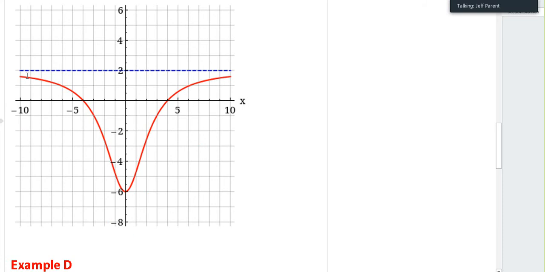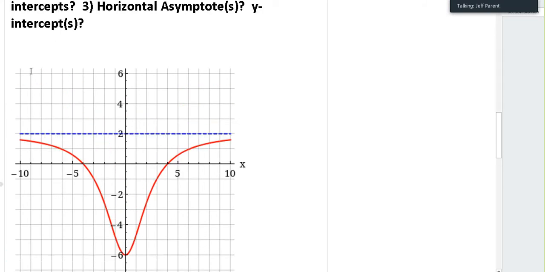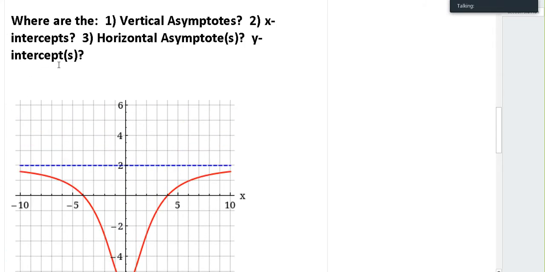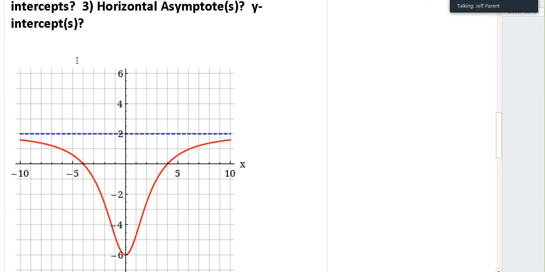How about a horizontal asymptote? Does this one have a horizontal asymptote? Yeah. The horizontal asymptote is y equals 2. Beautiful. Its domain would be negative infinity to infinity, at least the way the graph looks.